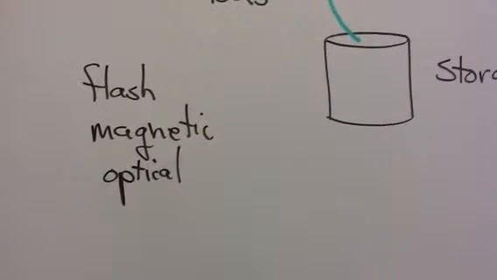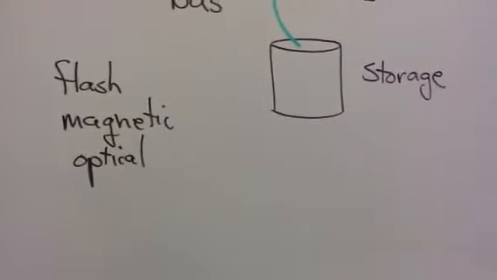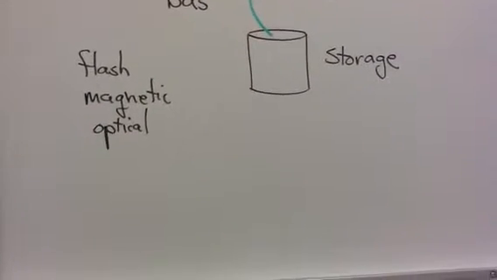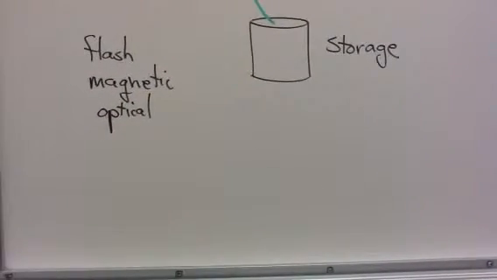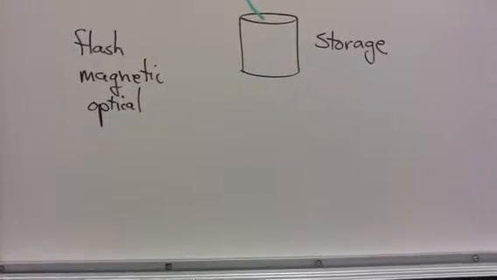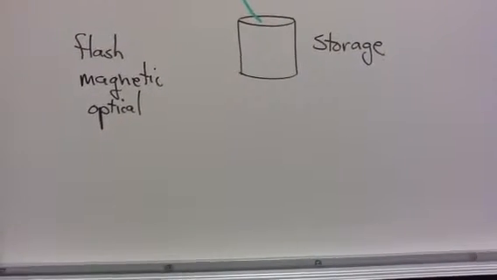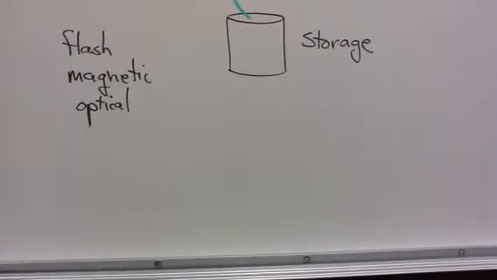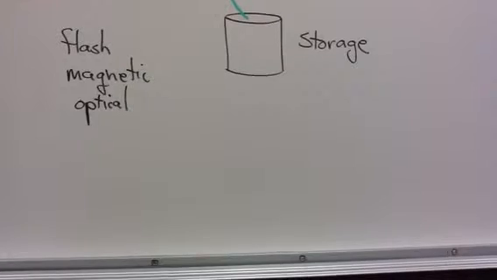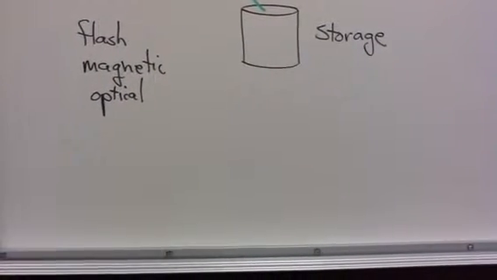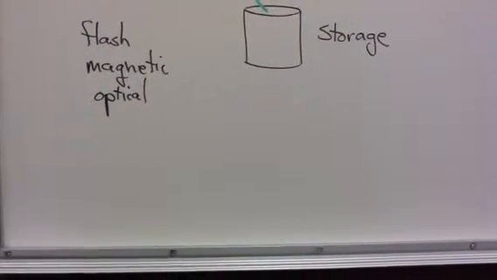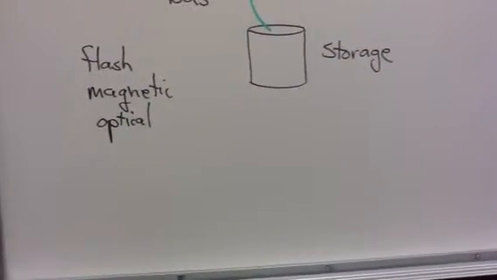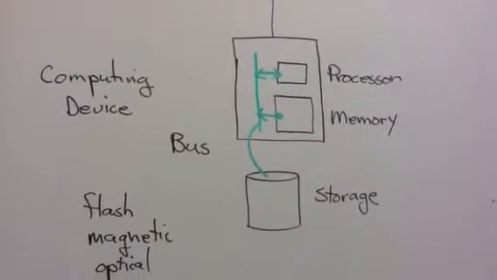In terms of storage, we have flash storage, we have magnetic storage, and we have optical storage. We either use light, we burn little marks into a DVD and read it with a laser light. We have magnetic, in which magnetic spots are put on a disk, extremely popular on hard drives. And then we have flash, like your flash drive, in which you can store stuff on and have it.